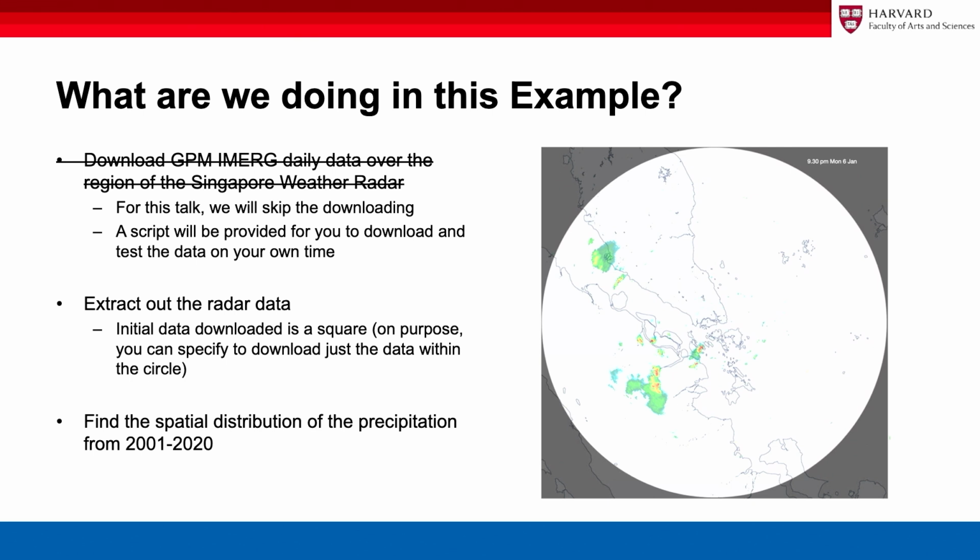So the example that I'm going to show you later is that I've already downloaded the entire square. But what I'm going to show you is how I extract the circle within the square. And then we're going to find the spatial distribution of precipitation from 2001 to 2020 over this region. So this is a snapshot of the radar precipitation over Singapore. I'm going to show you how I do some basic analysis with NASAPrecipitation.jl as well.